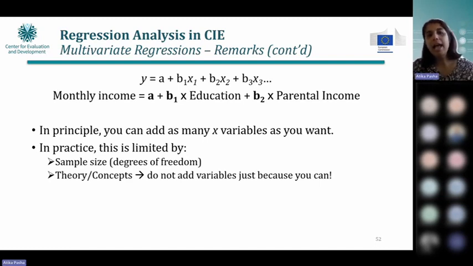And then naturally, please don't just put anything you like or anything you have data on. If you have data for each individual on the number of cups they have at home, this is not something that you should add to the regression just because you feel like it, but it should have some sort of theoretical underpinning to it.